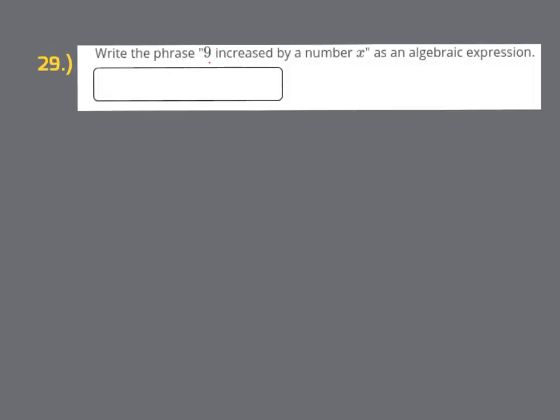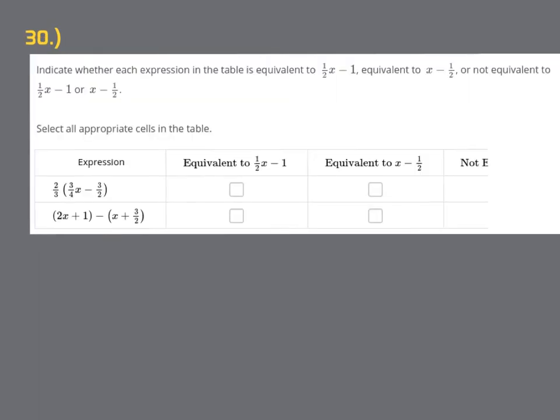Write the phrase 9 increased by a number x as an algebraic expression. I can do this in just one shot. 9 increased means I add by a number x. 9 plus x, ta-da!